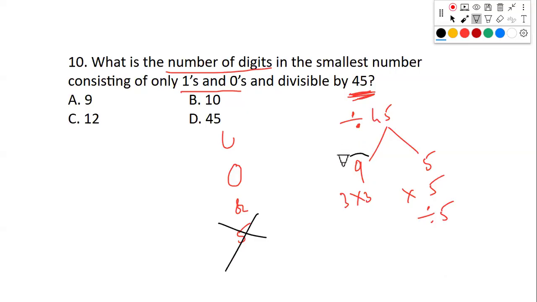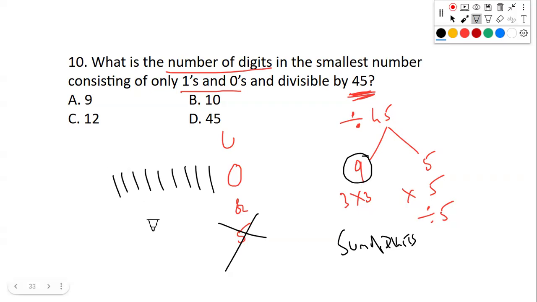And what is the divisibility test for 9? Sum of the digits. So when do I get the sum of the digits? Can I get 1 plus 1? Or 1 plus 0. It is 1 only. 1 plus 1, 2. So not possible. 3, not possible. 4, not possible. 5, not possible. 6, 7, 8, 9. So I have 9 ones where the sum is equal to 9. That means it is divisible by 9. I also have a 0, which makes it divisible by 5.